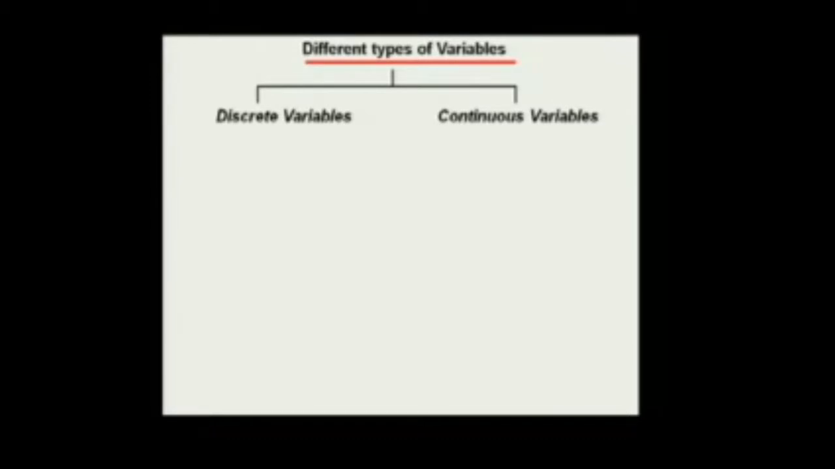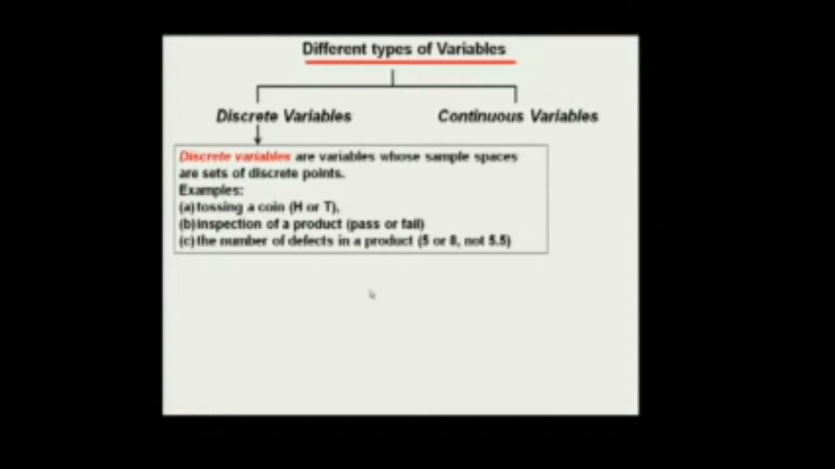Well, the different types of probability distributions correspond to the different types of variables. In this regard, we have 2 types of variables. We have discrete variables and we have continuous variables. Discrete variables are variables whose sample spaces are set of discrete points, 0, 1, 2, 3, and so on. When we toss a coin, we have discrete outcomes, head or tail. When we inspect a product, we have discrete outcomes, pass or fail. When we're counting the number of defects, we say 5 defects, 6 defects, 8 defects, but we never say 5.5. That's what we mean by discrete variables.